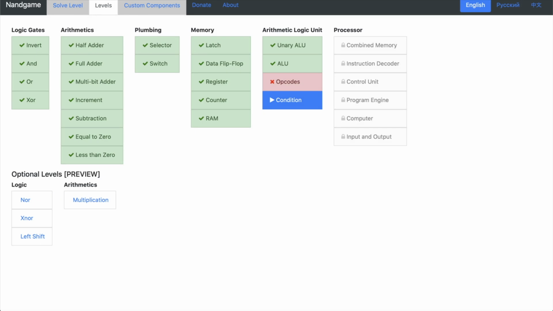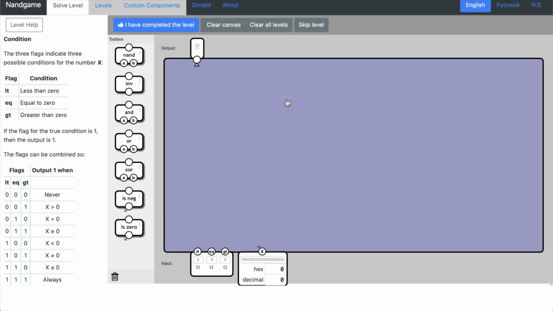Welcome back to Programming Like It's 1979. We're continuing our march through the Nand game. As promised, I'm skipping the super boring opcodes chapter, and we're going to go straight into conditions.